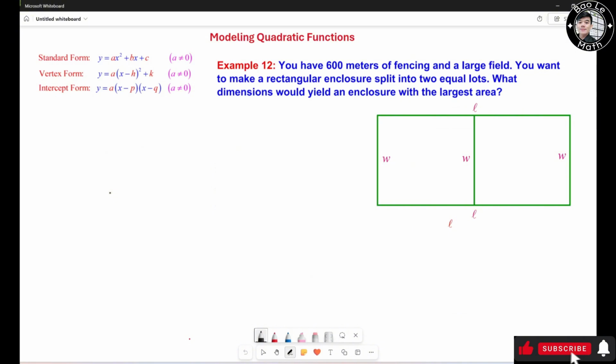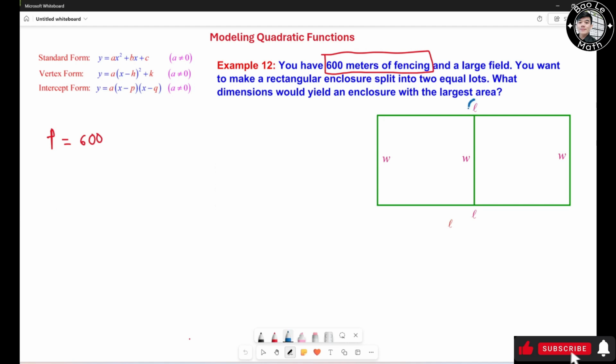Example number 12. You have 600 meters of fencing and a large field. You want to make a rectangular enclosure split into two equal lots. What dimensions would yield an enclosure with the largest area? Alright, so again, this is similar to the previous example. We have 600 meters of fencing, which means the perimeter, so the perimeter equals 600.